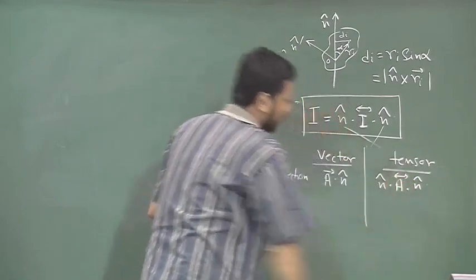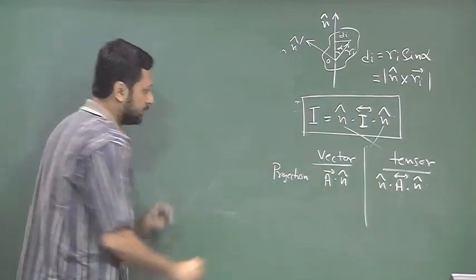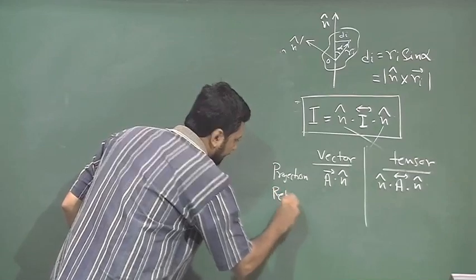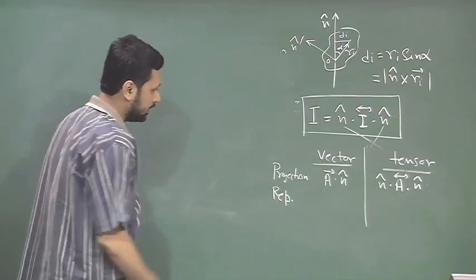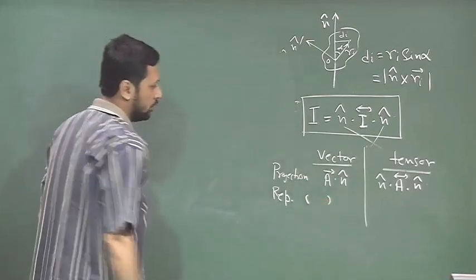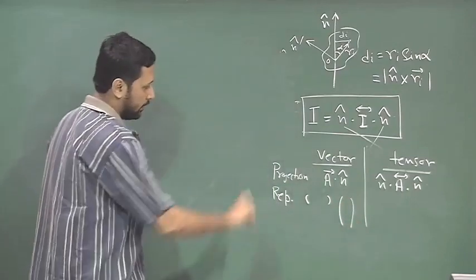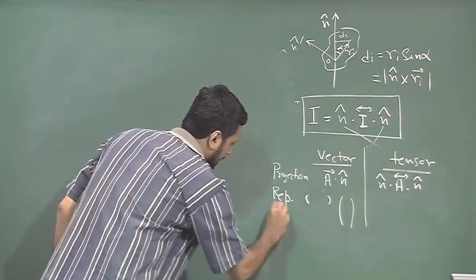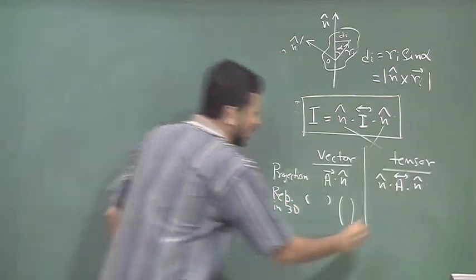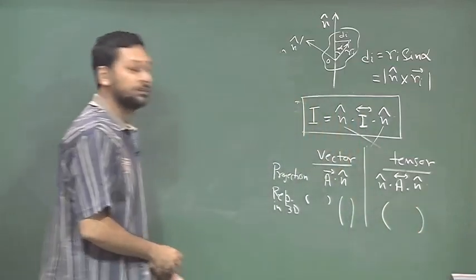A closed arrow, sorry, not array. Okay. So, in terms of representation, I will just write rep for representation. Representation is either a row vector or a column vector. In the 3D world we know of, the representation is a 3 cross 3 matrix.